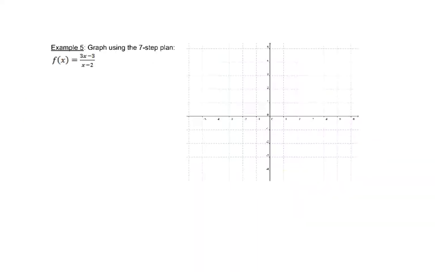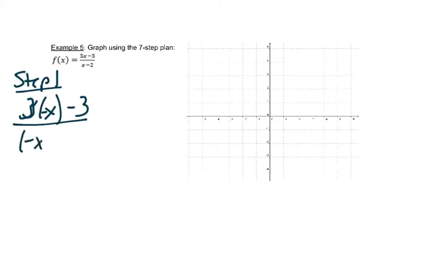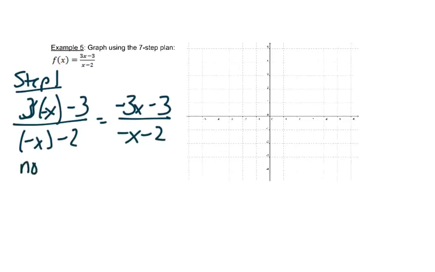So let's see how this works in practice. Step 1 says that we're going to look at symmetry. So we're going to start by replacing x with negative x. So I'm going to have 3 times negative x minus 3 over negative x minus 2. If I simplify that, I get negative 3x minus 3 over negative x minus 2. And if I compare this to the original problem, it's not the same.